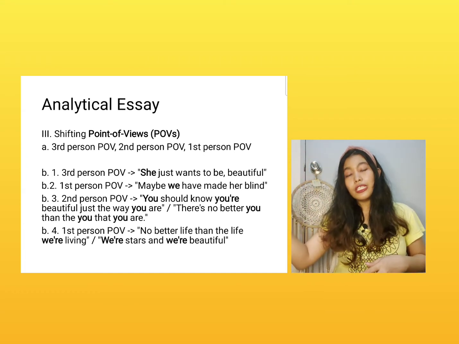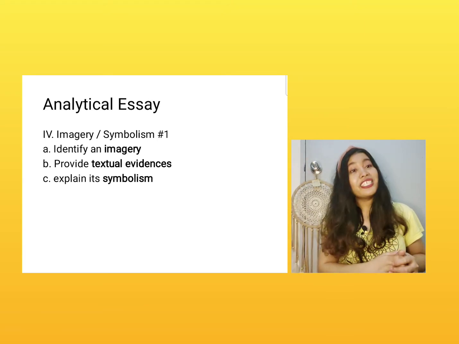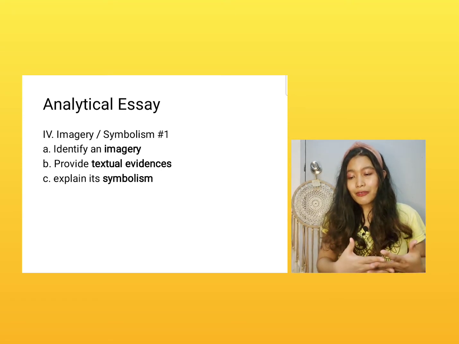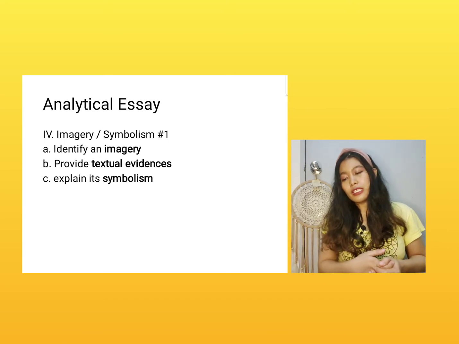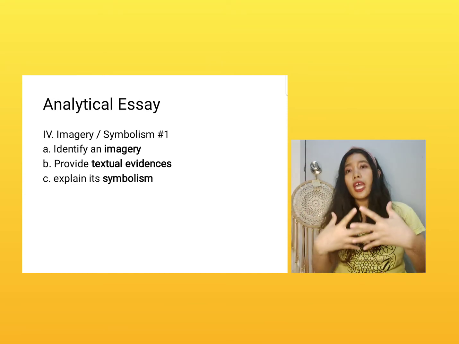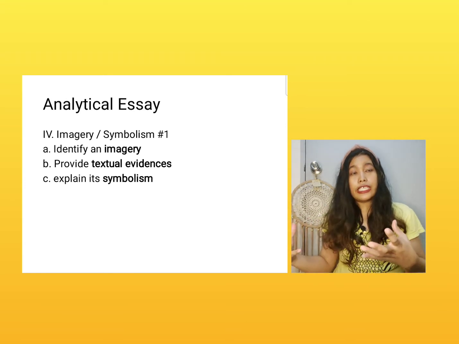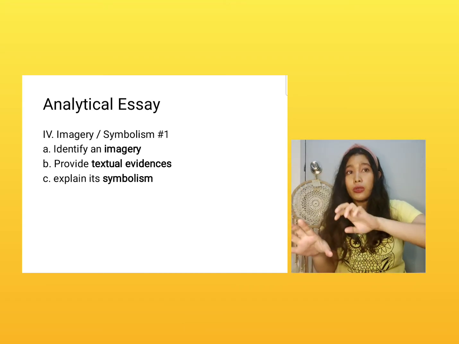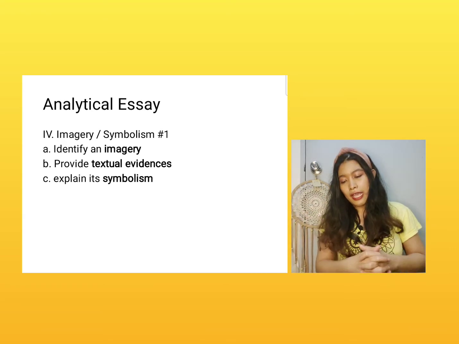Now we look at the fourth literary element that I want you to identify, that's imagery. Again, you have to identify an imagery. You have to provide textual evidences, and you have to explain the symbolism of this imagery. Why are they together? Imagery is about the concrete details, the description of the concrete details, while symbolism pertains to the abstract ideas that we attach to concrete details, that we attach to things. So imagery and symbolism usually go hand in hand.